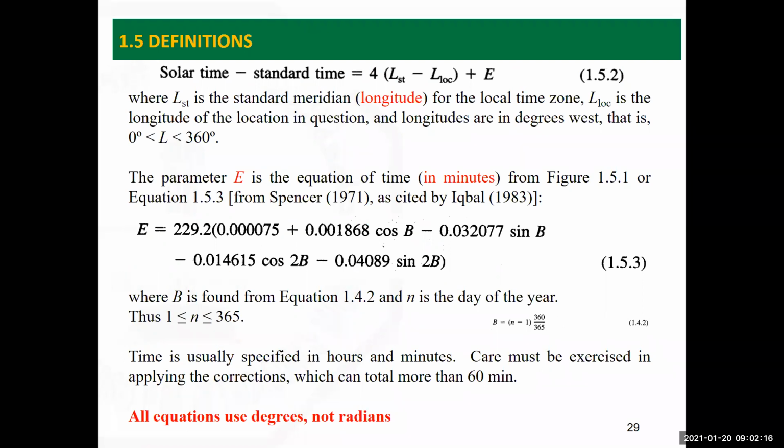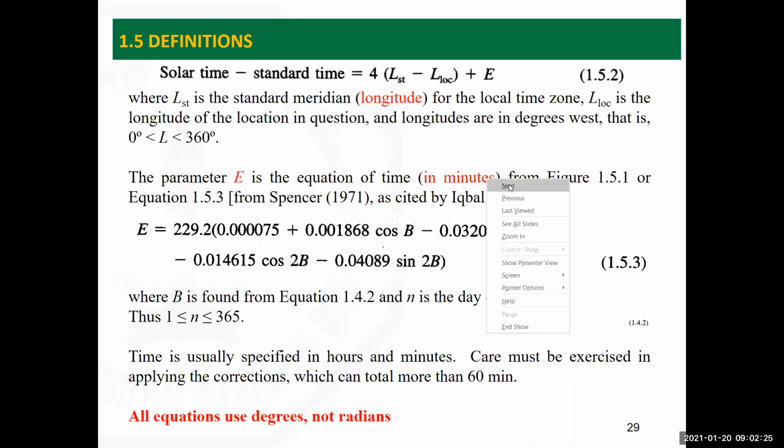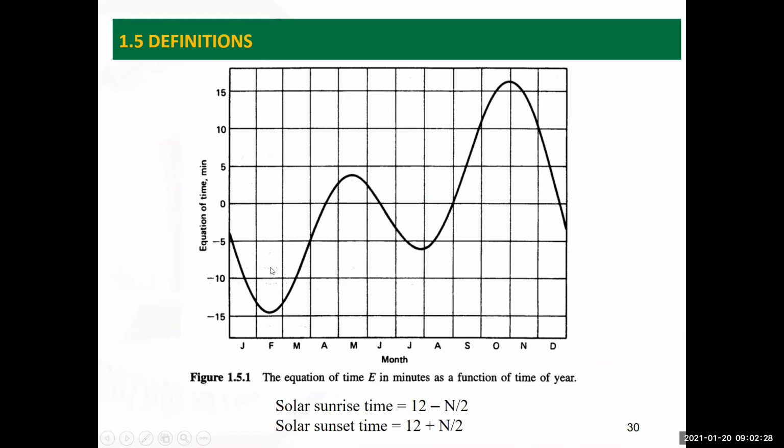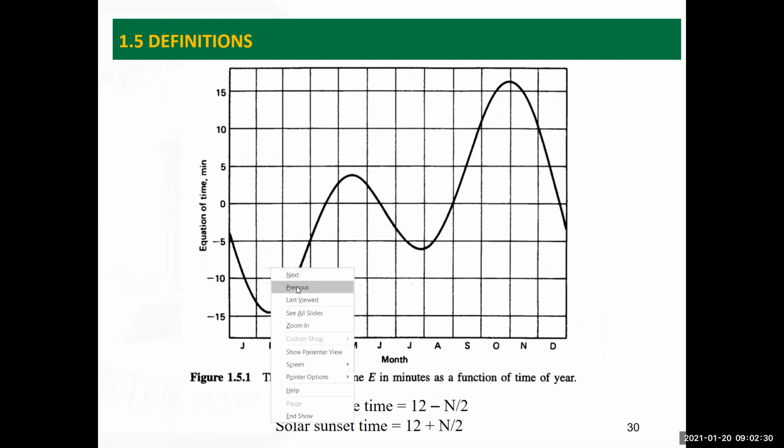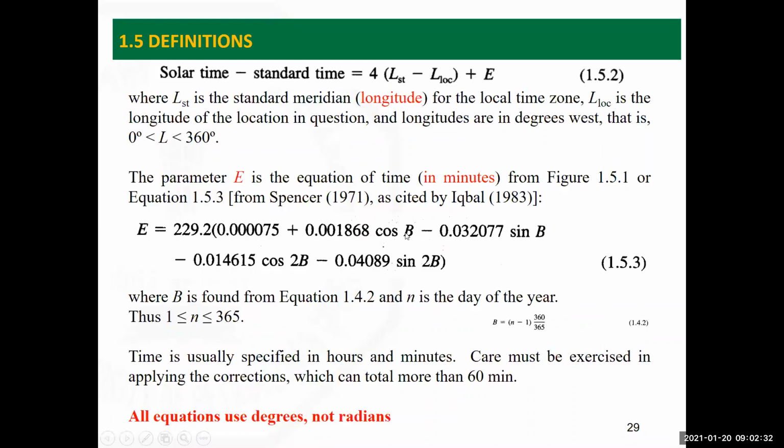Time is usually given in hours and minutes, and here is an example where calculating the solar time versus the local time can be shown. This is by the equation of time, by the way, which is this equation. B is given by B equals n minus 1 times 360 over 365. N is the number of the day that starts from 1st of January as number 1, up to 31st of December as number 365, the last day of the year.